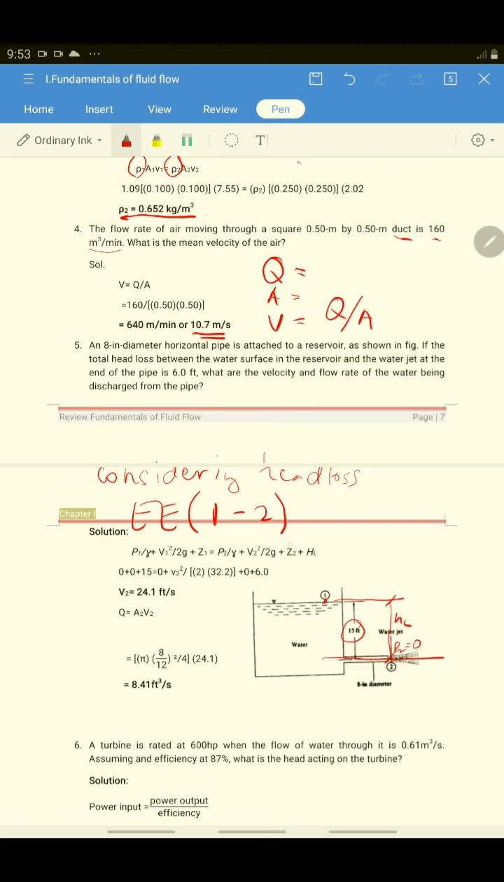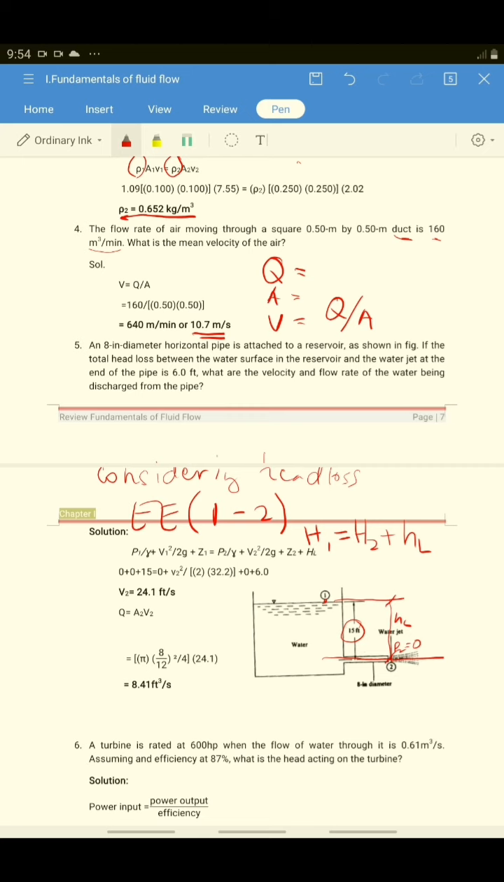The total head at section 1 is equal to the total head at section 2 plus head loss. The total head at section 1 is P1 over gamma plus V1 squared over 2g plus Z1, which is equal to the total head at section 2, P2 over gamma plus V2 squared over 2g plus Z2, plus head loss.